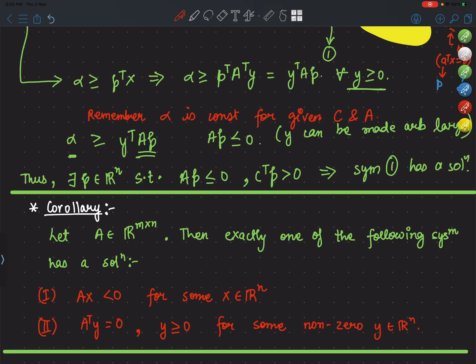I'm not going to prove this corollary in this lecture. Maybe I'll share a supplement or a note which contains its proof. Its proof is similar to Farkas' lemma, so that's why I'm skipping it here in the lecture. If you want, I can add a separate video in which I'll prove this corollary. So this is very similar to Farkas' lemma, and we'll now move ahead.